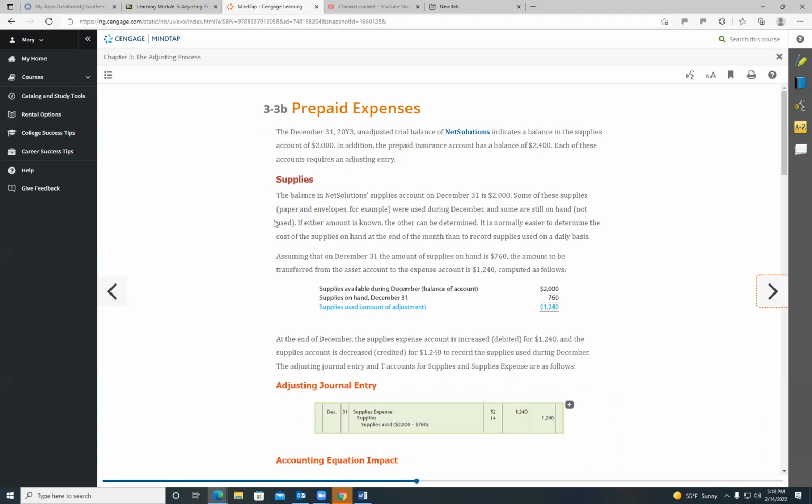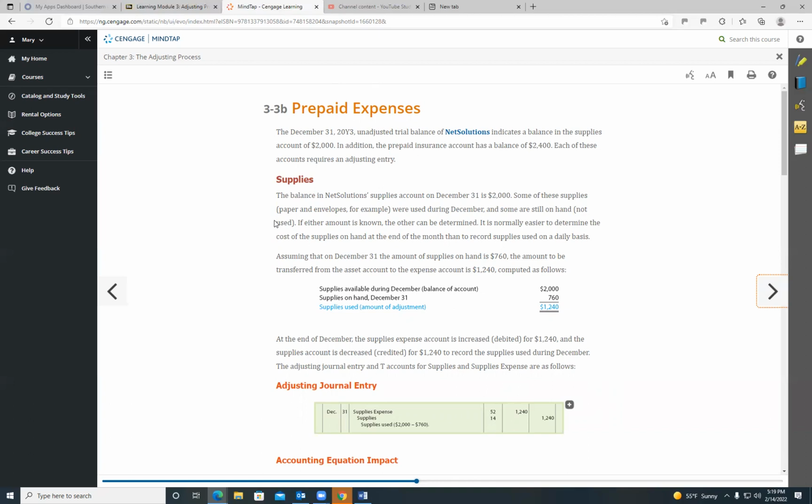So if the amount is unknown, the other can be determined. It's usually easier to determine the cost of supplies on hand at the end of the month than it is to record supplies used on a daily basis, because not everybody has time to sit down and calculate how much supplies they've used on a daily basis. So a lot of times, companies do a quick inventory count of the supplies on hand at the end of the month and then do one big adjusting entry. And that's exactly what Net Solutions did here.